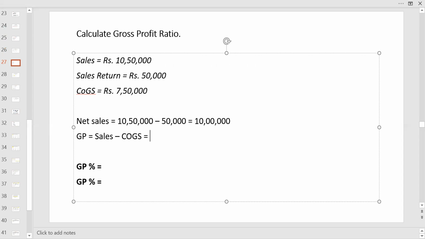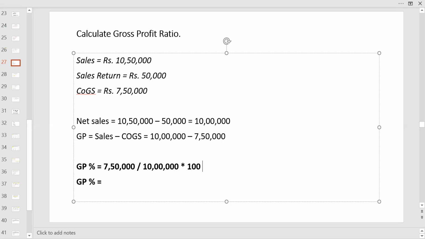So how will gross profit be calculated? From sales, if you minus your COGS, that is 7500. Okay. So this is your GP, and GP in percentage, if you need to calculate, 750 GP divided by net sales. If you multiply by 100, you will get the answer.